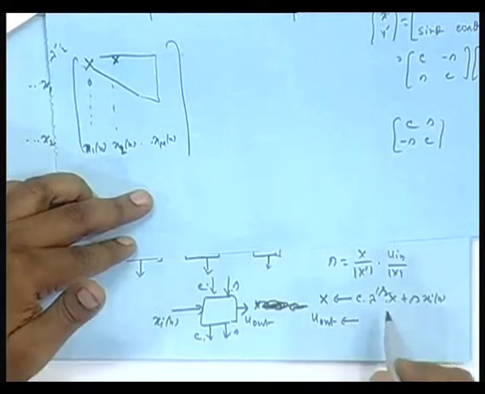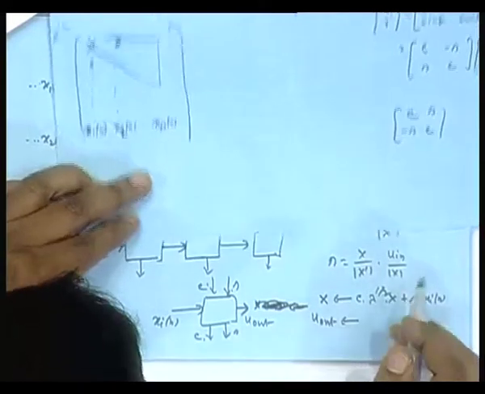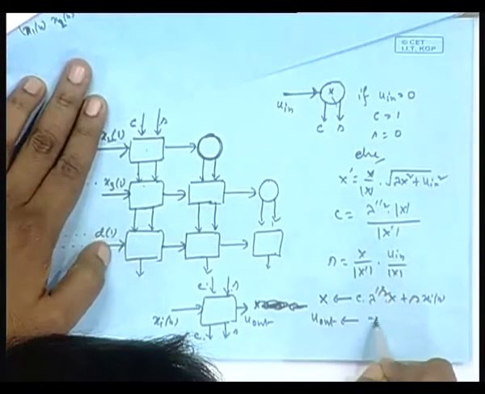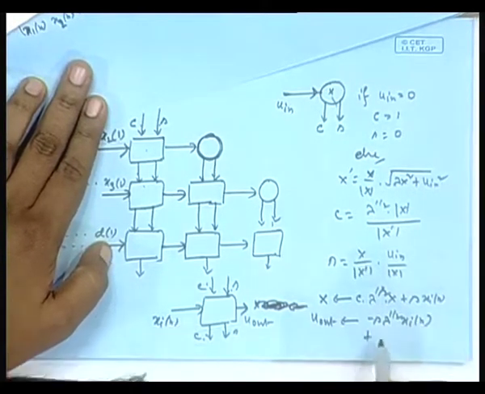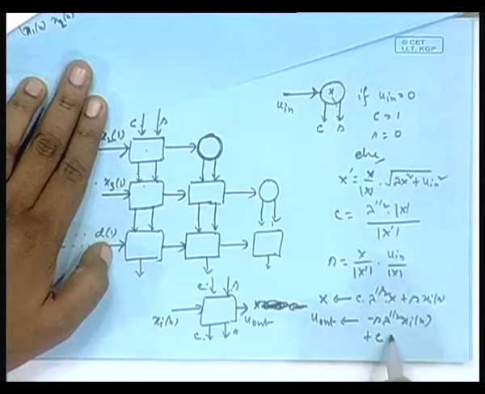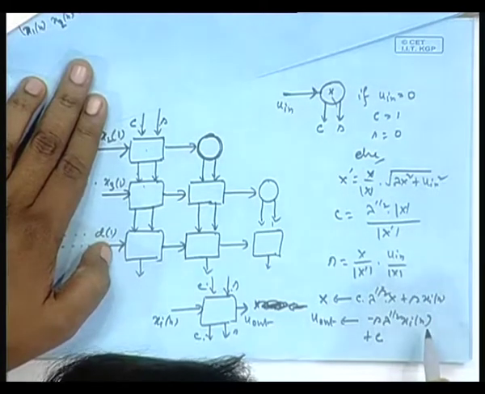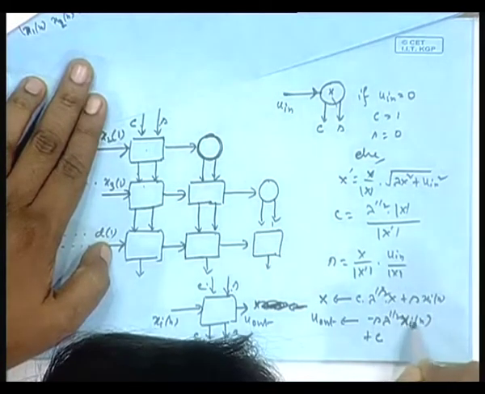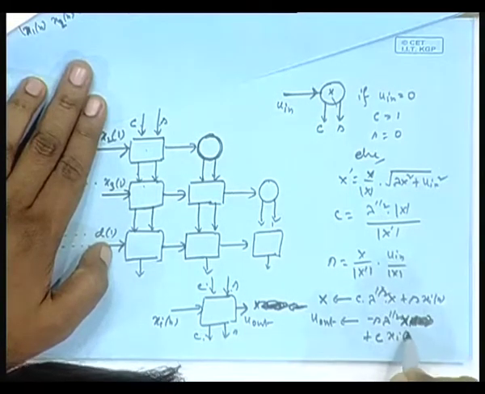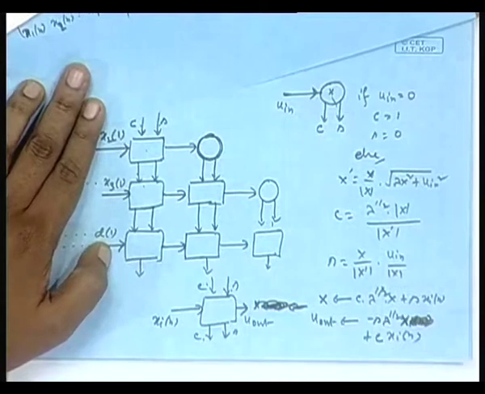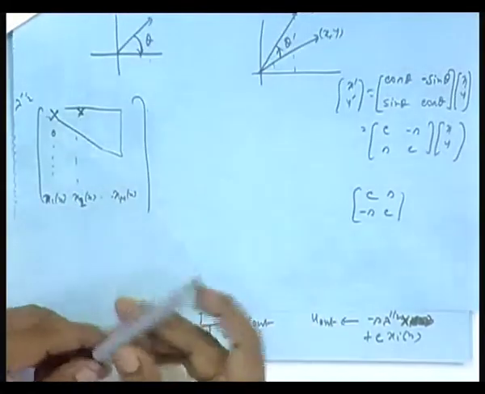U out n is just minus s times lambda to the power half x plus c times x i n, sorry, minus this is x plus c times. Okay. We will consider this in the next class tomorrow. Thank you very much.